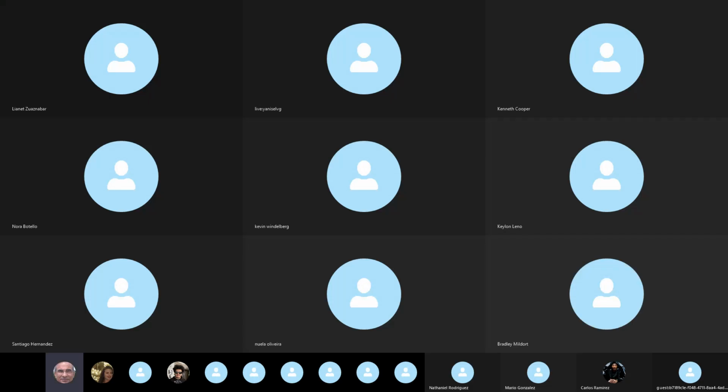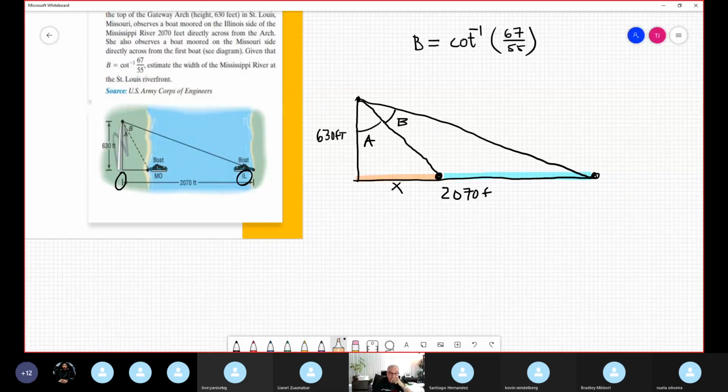What do you consider is the most convenient trigonometric function that I need to use to find this? Sine, cosine, or tangent? Tangent? Absolutely, because I have no information about the hypotenuse. Hypotenuse is not given. I draw here, but we have no information. We have information about the opposite and adjacent.